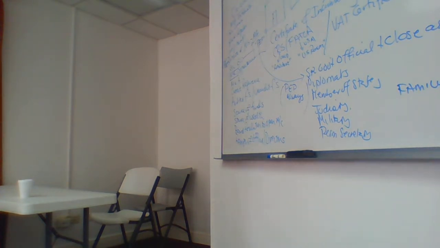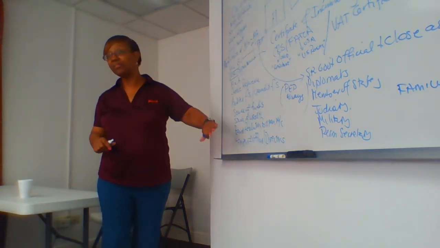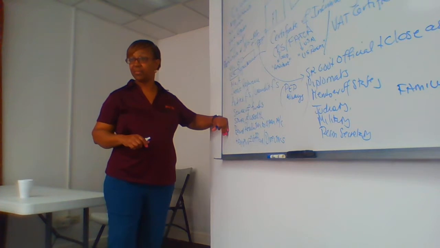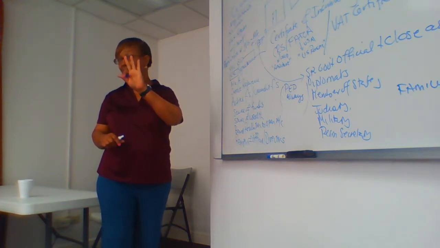Let's go back to the beginning. We went through all of this, right? Why do we do all of this? It's because of money laundering. Money laundering has 3 stages. What are they? Placement, layering, and integration.